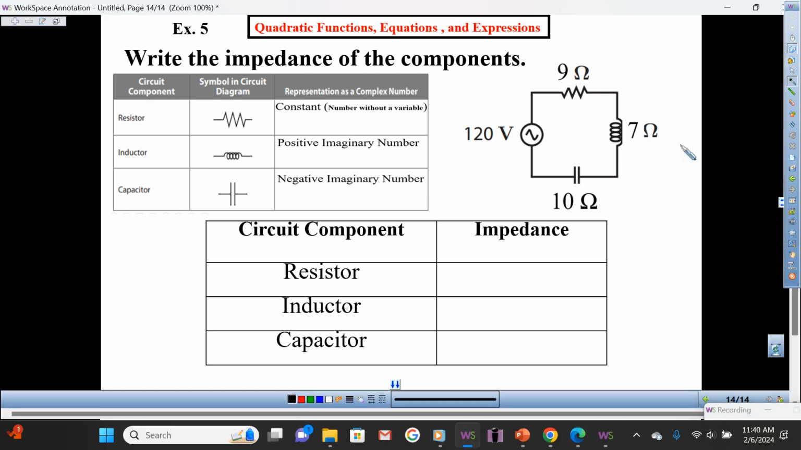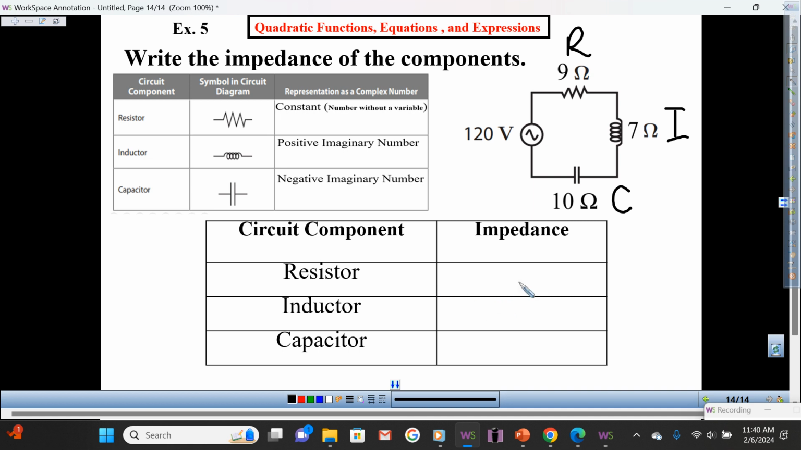Resistor is 9, 7, the inductor, capacitor is 10. Okay. So now I need values here. Pass someone so they can give me values.